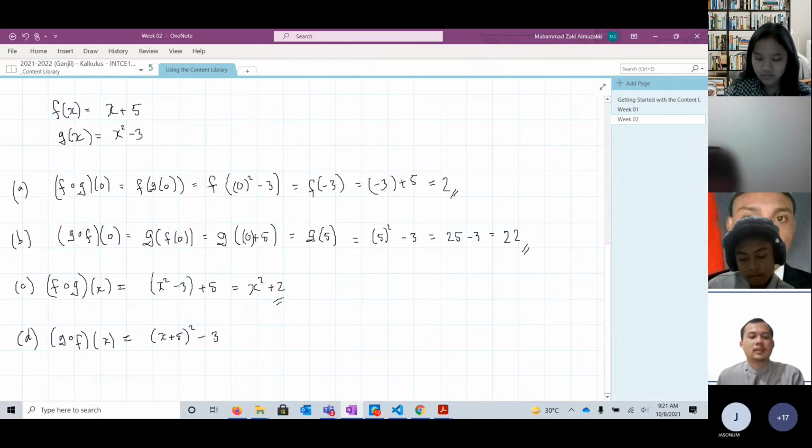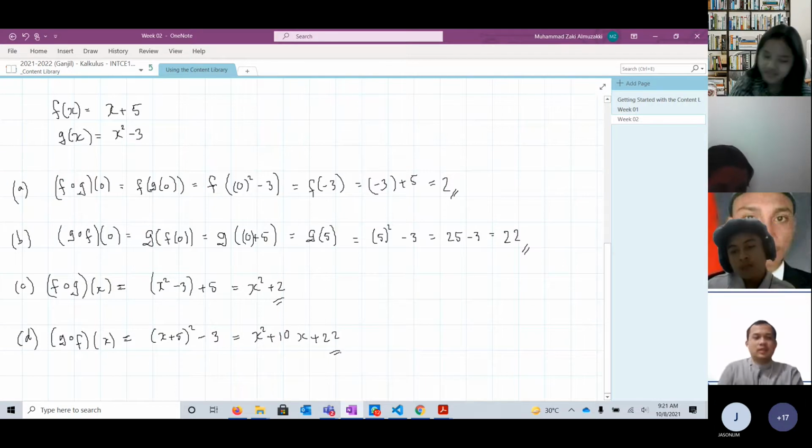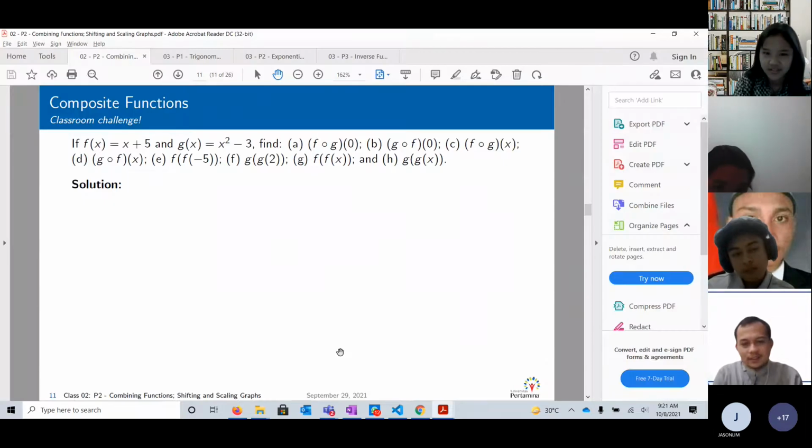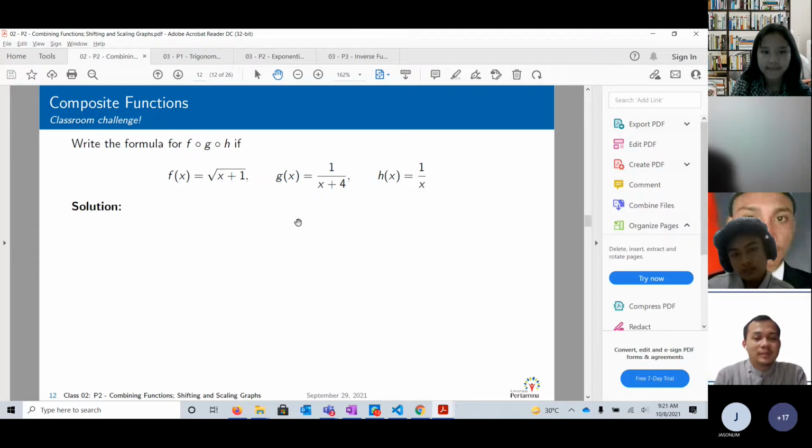Okay. So we have x squared plus 10x plus 22. Yeah. Okay, so this composition is still easy. You can try to do the rest by yourself. Let me skip this one then.